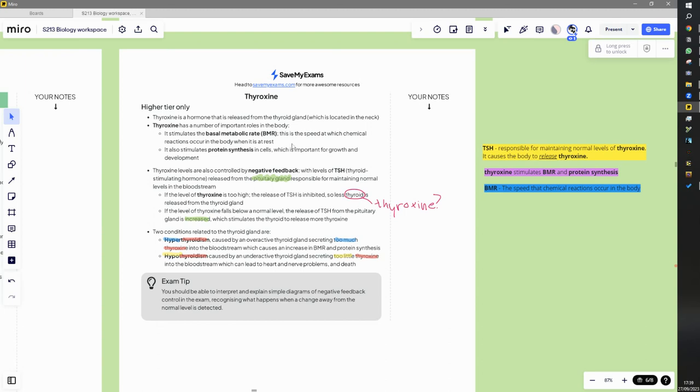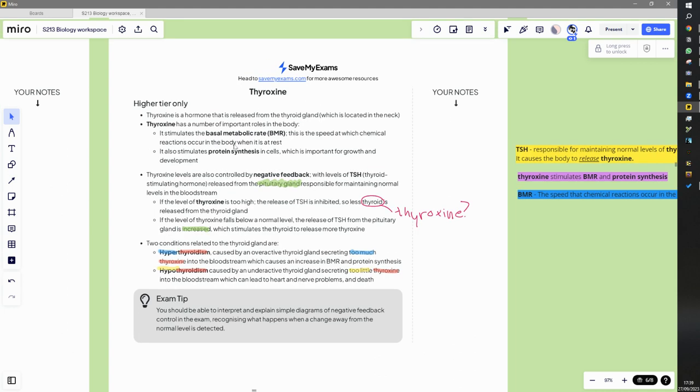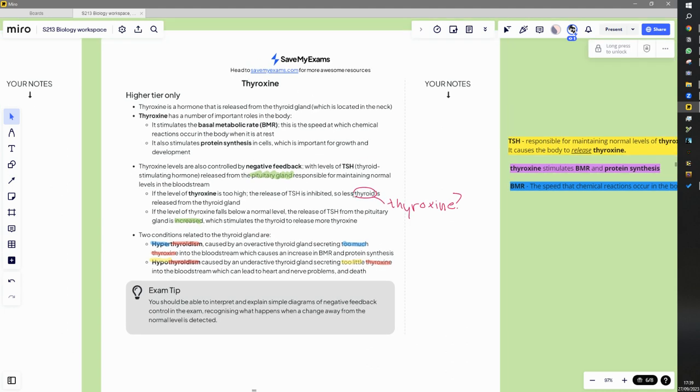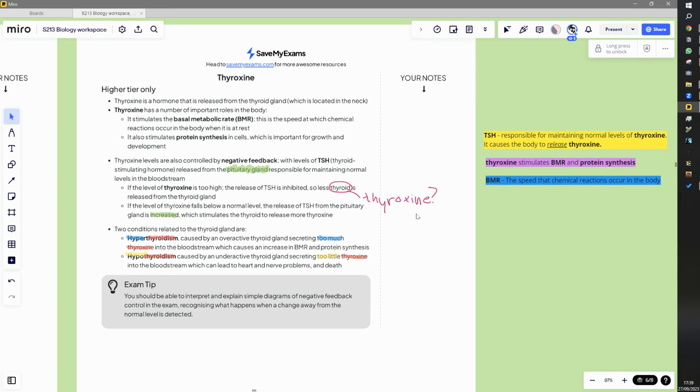Okay, so this is how thyroxine is used and how it's maintained within the body. So it's a confusing topic, and it didn't help that I'm pretty sure that's a mistake. That word should say thyroxine. What I find helps with understanding this topic is to make a note of what each word is.